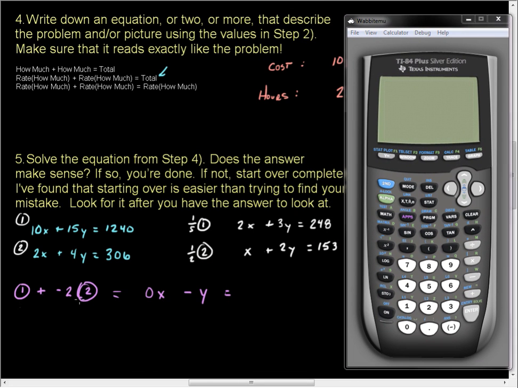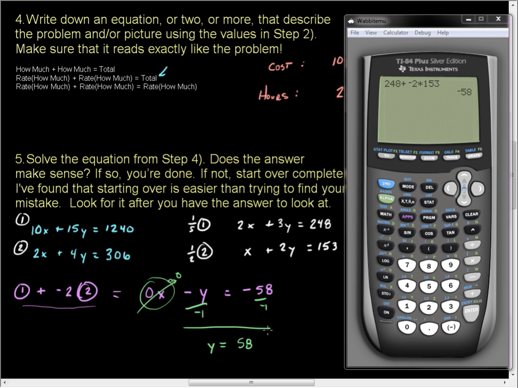I'm just doing what I've told myself I'm going to do. I'm going to take 248, and I'm going to add negative 2 times 153. And that gives me negative 58. And now when I do this, I get negative y equals negative 58. Remember that 0 times x is 0. That's all 0. If I divide by negative 1, that's going to give me y is equal to 58.